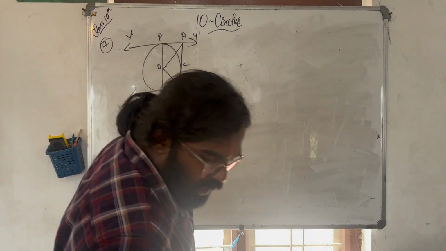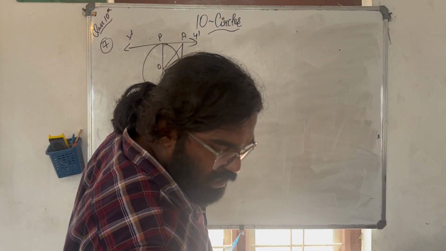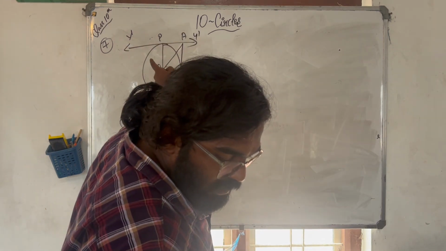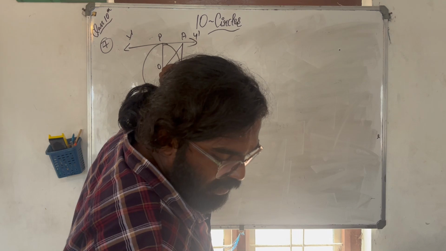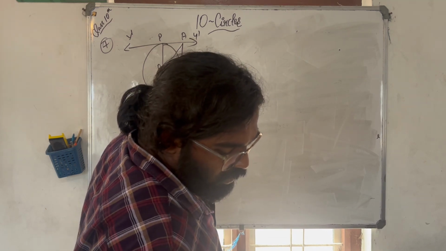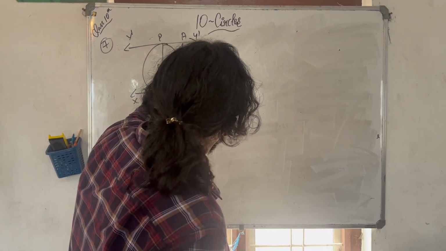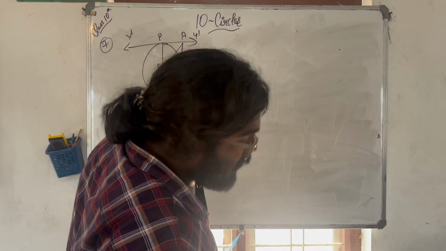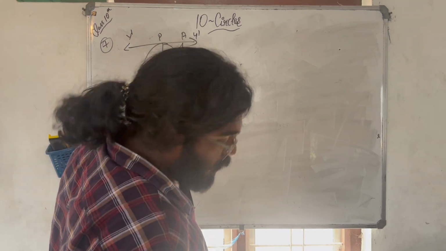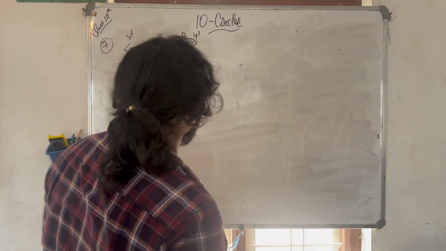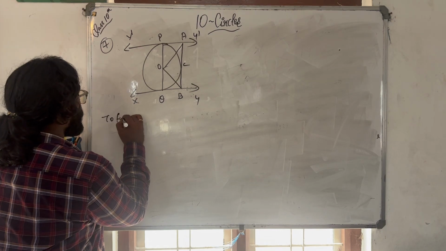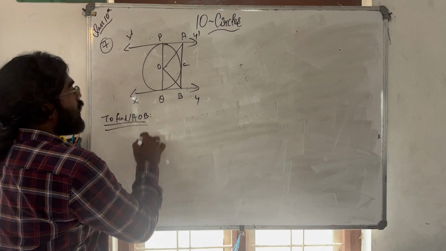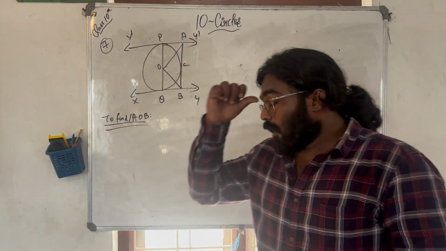In this question, I'll write: XY and X dash Y dash are two parallel tangents to a circle with center O, and another tangent AB with a point of contact at C. Here, this is the point of contact, intersecting XY at A and X dash Y dash at B. Measure angle AOB. So I'll initially tell you what to do in this question.